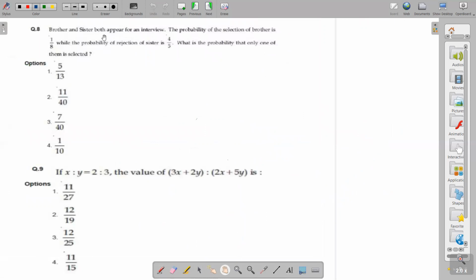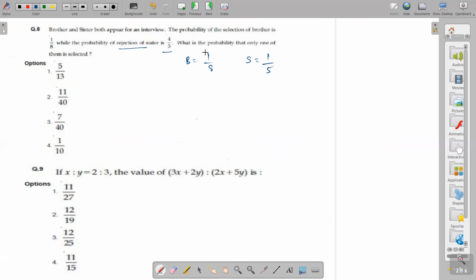Brother and sister both appear for an interview. Probability of selection of brother is 1 by 8. Probability of rejection of sister is 4 by 5, so rejection is 4 by 5 and selection will be 1 by 5.